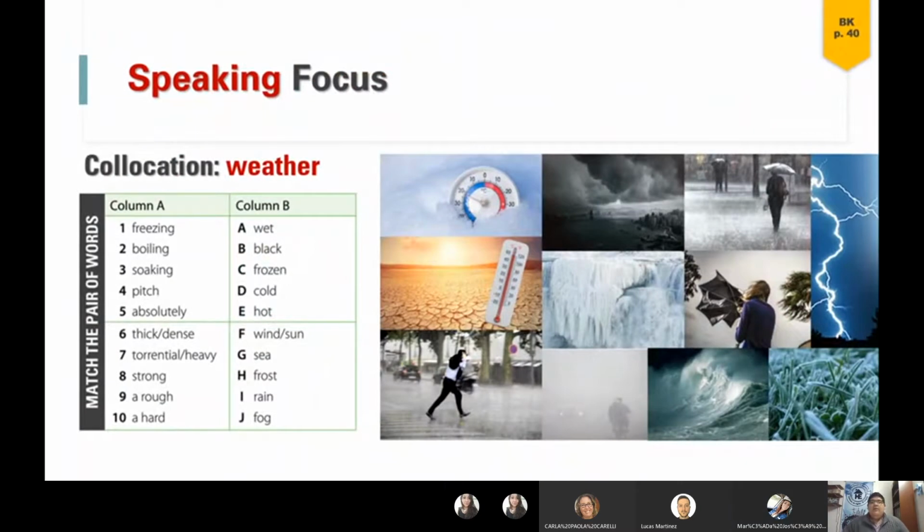Sorry, can you see my screen? Yes. Okay, great. Please, let's go to page 40 from Unit 4. Here we have some vocabulary related to weather, yes? We have some collocations now. Please, I want you to look at each of these pictures and combine the words in column A with those which are in column B, okay?